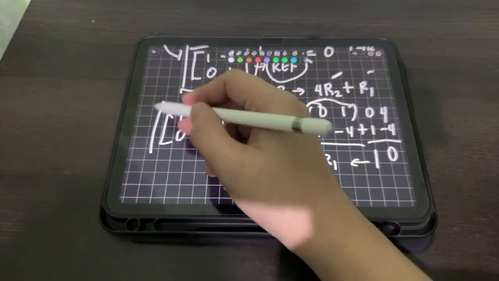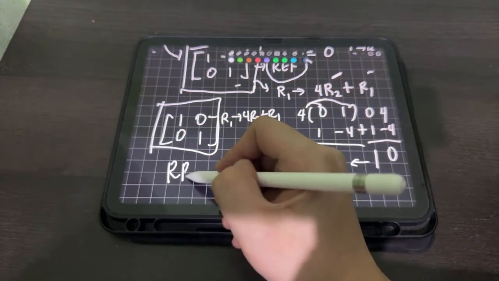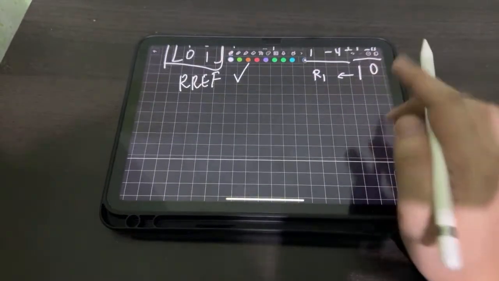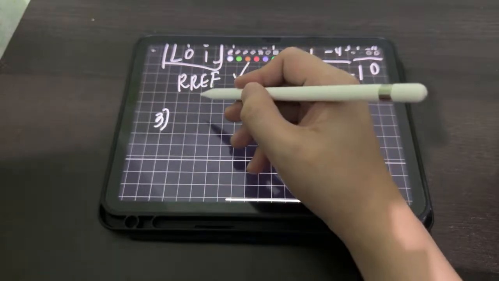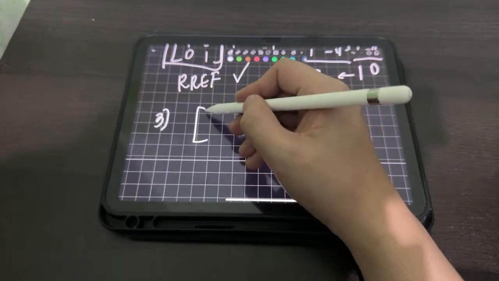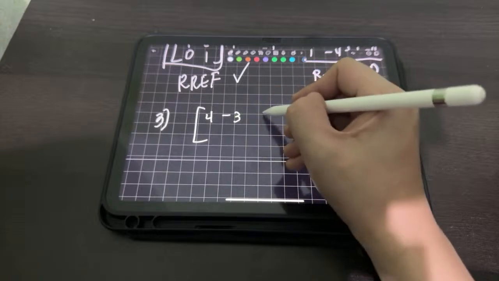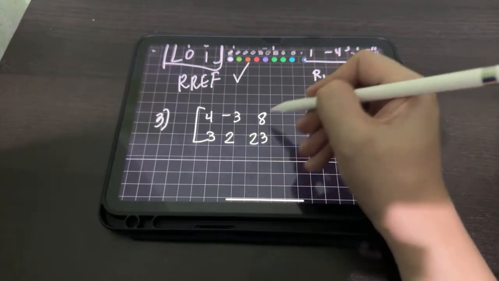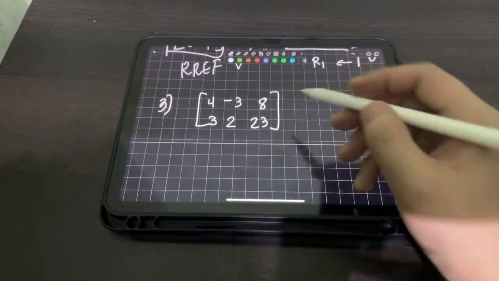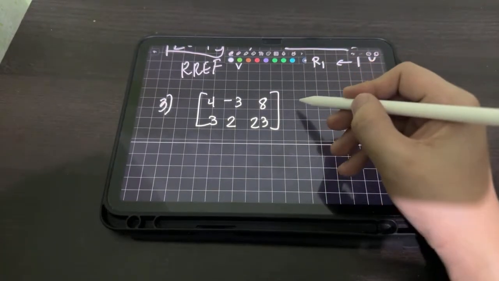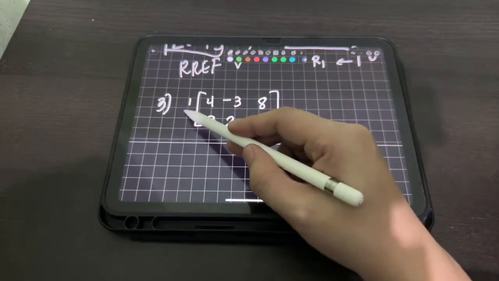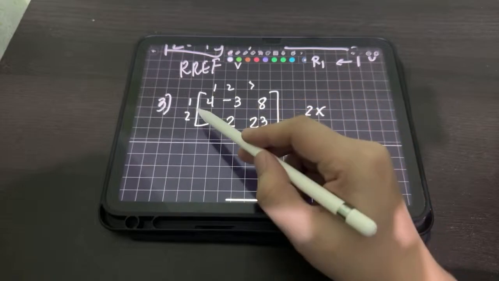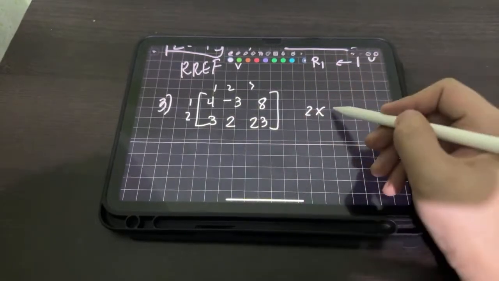So this is the final answer for the RREF. Okay, next, number 3. What if we have the matrix with rows 4, negative 3, 8 and 3, 2, 23? Okay. This time, what's the size of the matrix? It's 2 by 3. 2 rows and 3 columns.